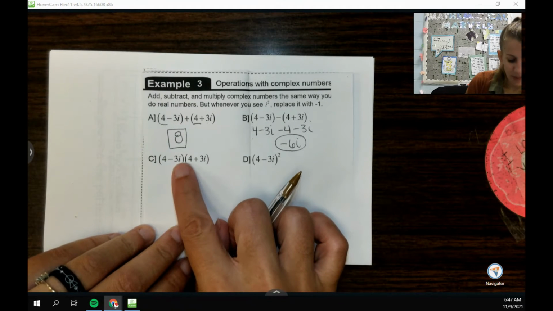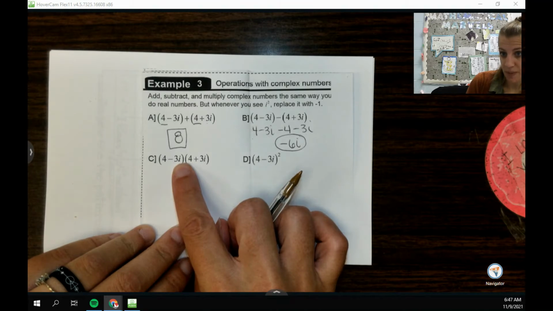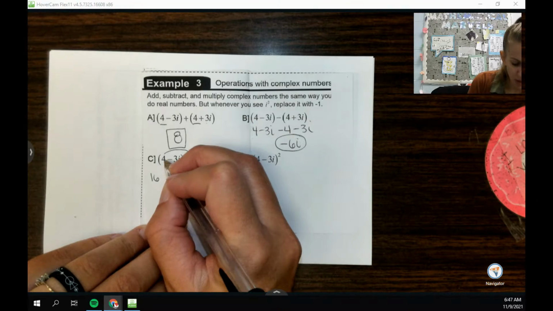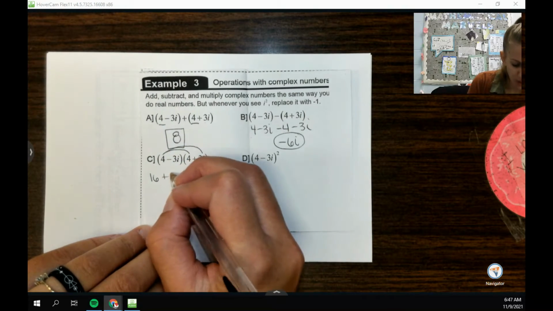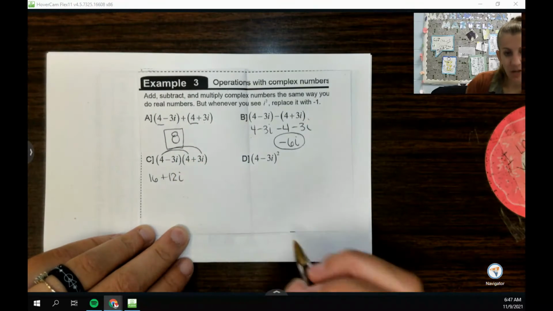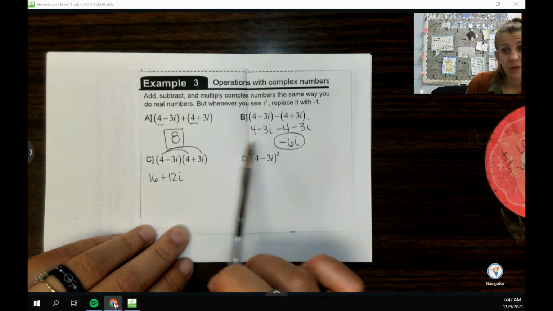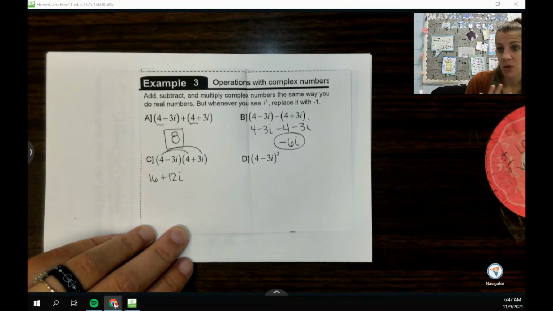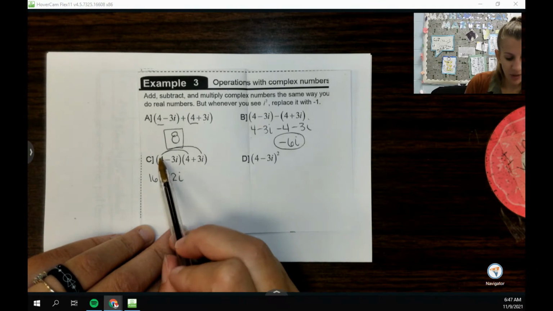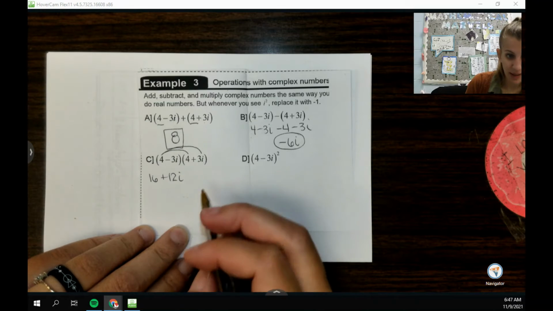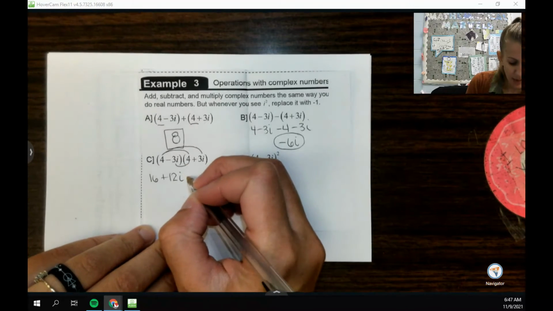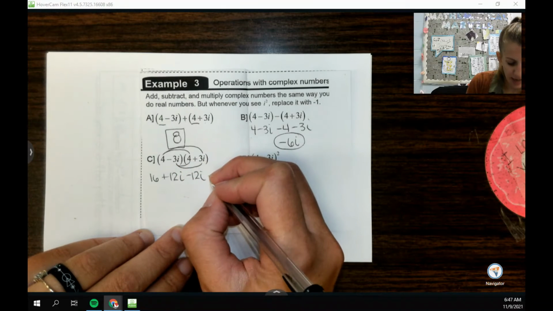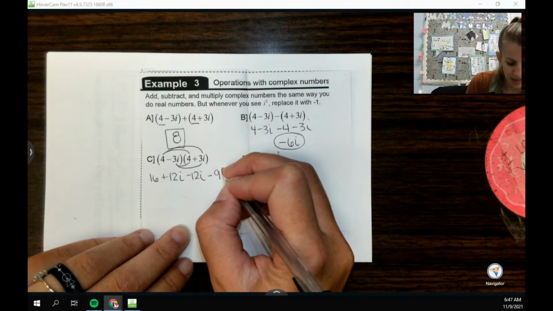Here we are multiplying because the parentheses are smushed right up against each other. So I'm going to do FOIL. First times first. Outer, we got 12i. And here's where it could get a little confusing. You have to be real careful when you add and subtract, and you can only combine like terms. But when you multiply or divide, you can multiply, divide whatever you want. So I can multiply real and imaginary numbers together. In the middle here, we get negative 12i. And then last, we get negative 9i squared.